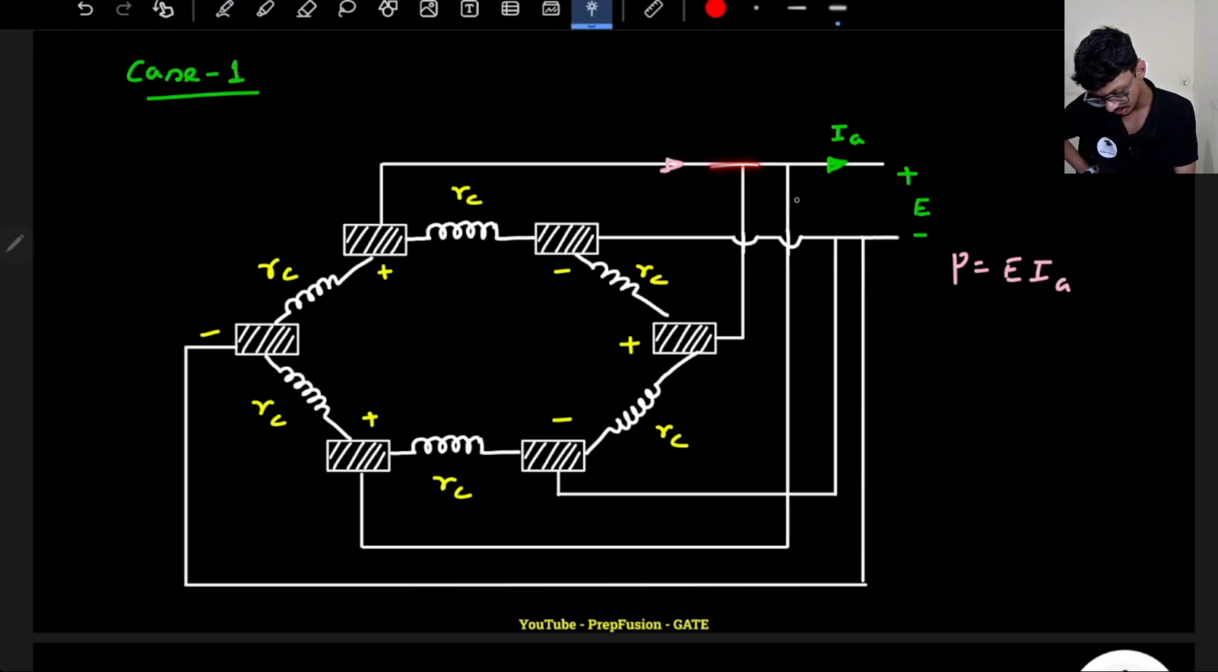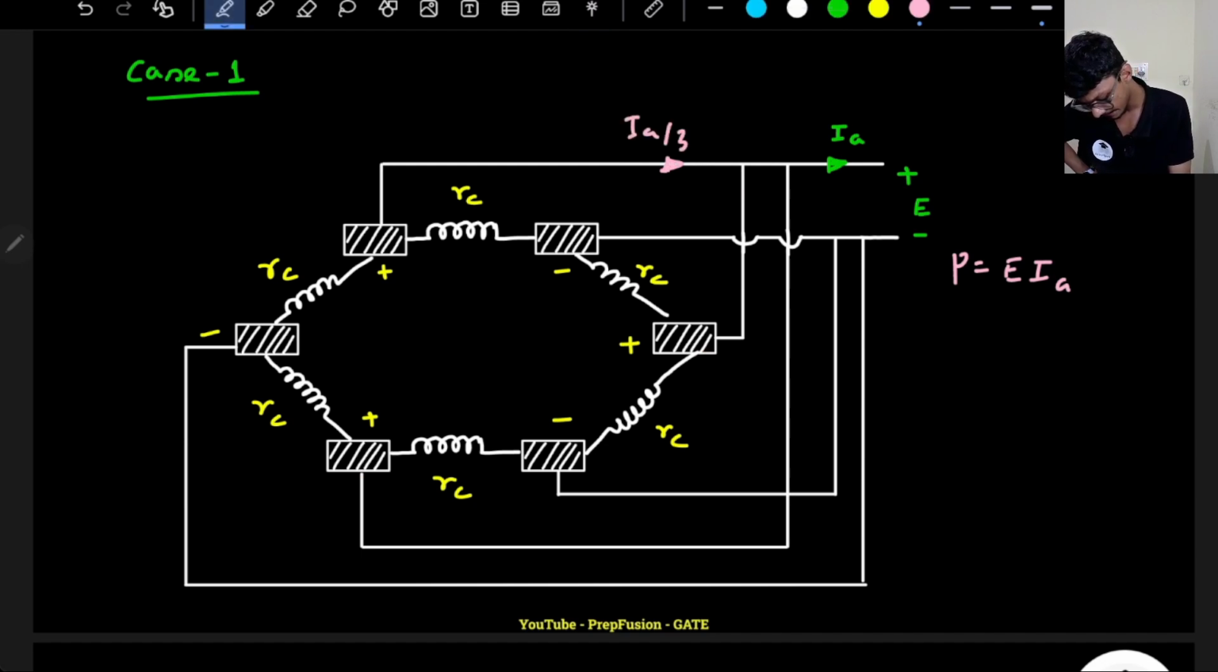Remember here there are three paths, 1, 2, and 3. Three paths are there, right? So this will be divided, Ia by 3. So this will be Ia by 3, this will be Ia by 3, this will be Ia by 3. Now here there again there are two paths, right? Ia by 3 is coming out, but here again there are two paths.